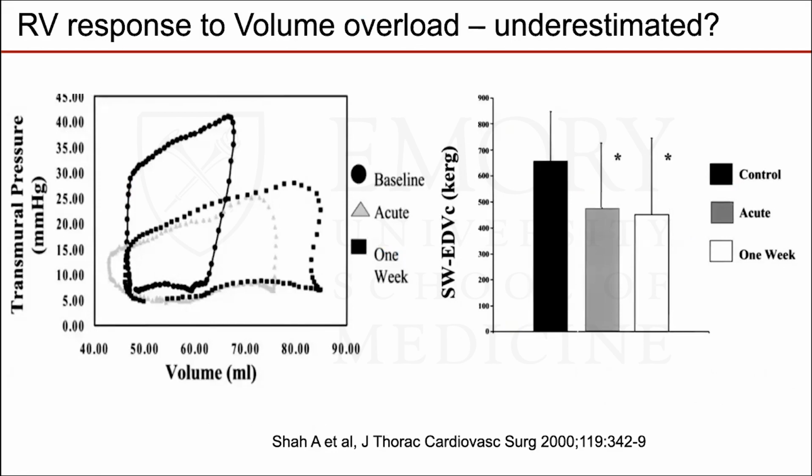Similarly, as we have overestimated the sensitivity of the RV to pressure overload, we might be underestimating the response of the RV to volume overload. This is a study by Shah et al., done back in 2000, where they introduced acute TR in a canine model and measured PV loops. And you could see that even 1 week of acute TR caused a depression in contractile performance, along with dilation of the RV and elevations of its end-diastolic pressure. They also correlated that to an increase in beta-adrenergic receptor signaling, which also was increased within 1 week.